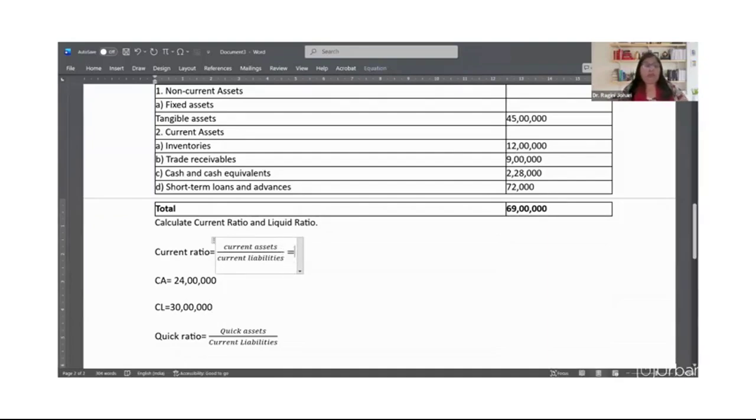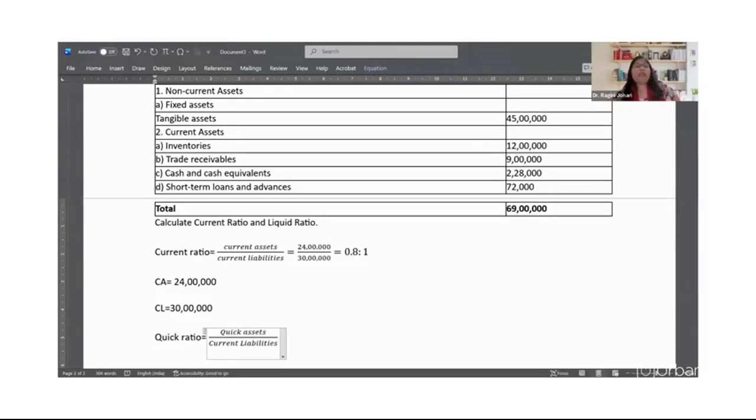Now let us put these values. This is 24 lakhs divided by 30 lakhs. Okay. And what ratio do I get here? Okay. So dividing these two, I get a ratio of 0.8 is to 1. This is my current ratio. Now let us find out the quick ratio.